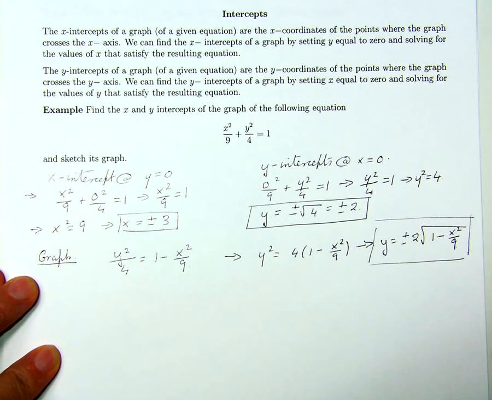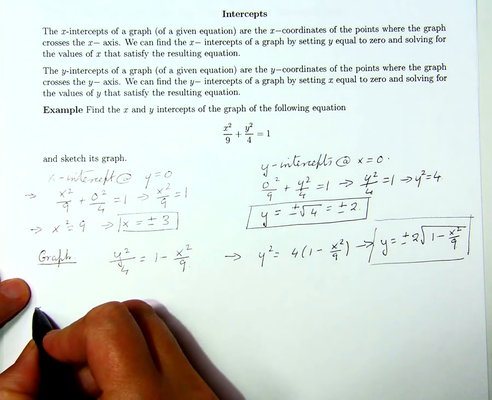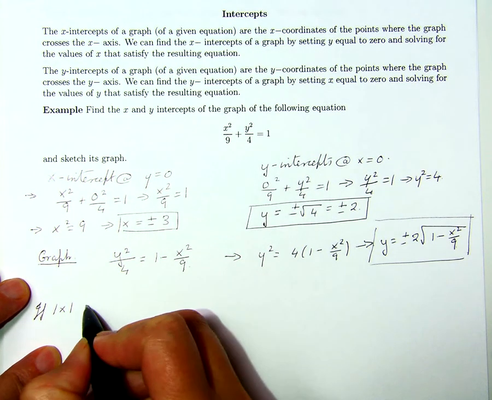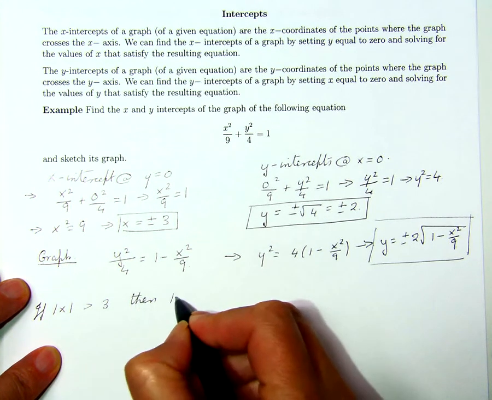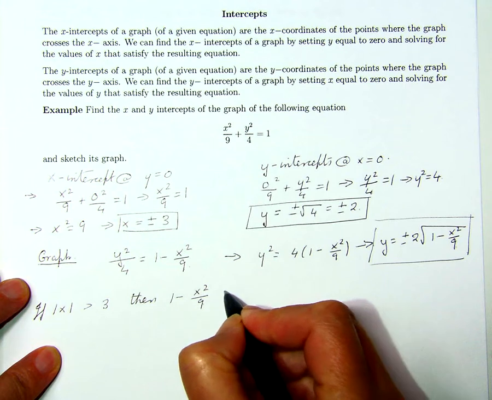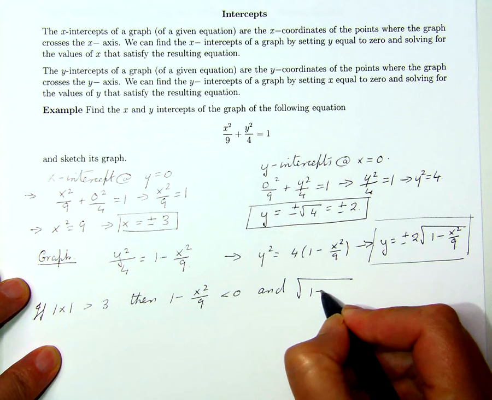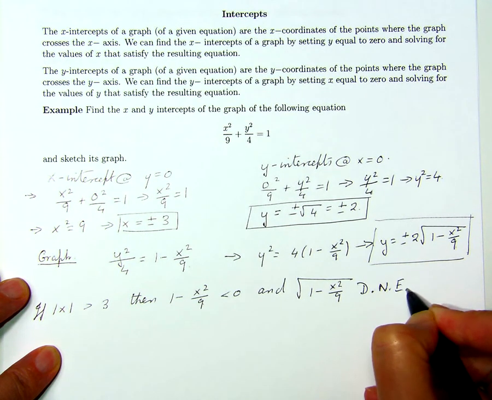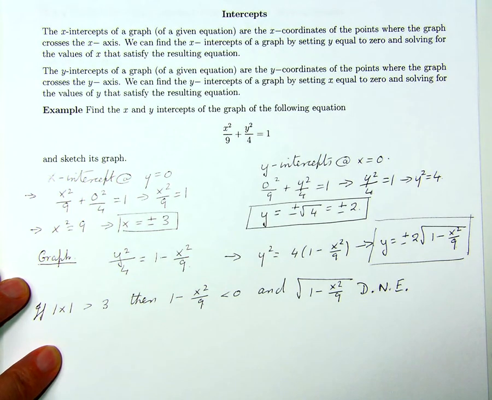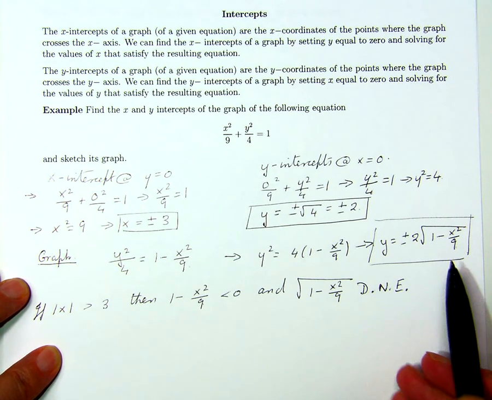So the first thing to note here is that I can't have the square root of a negative number. So if the absolute value of x is greater than 3, then 1 minus x squared over 9 is less than 0, and the square root of 1 minus x squared over 9 does not exist. And so that means I can find no y value to go with this x value, which gives me a solution to either one of these equations.